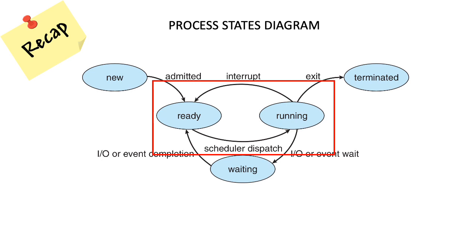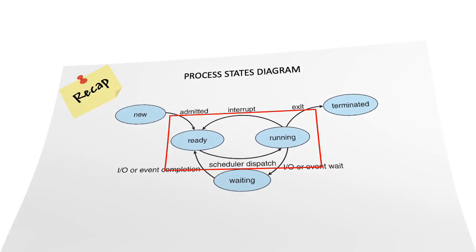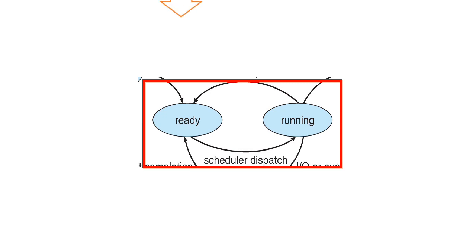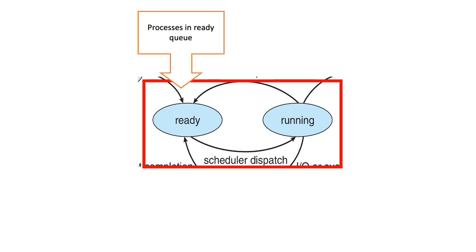So ready would mean processes that are ready to be executed by the CPU. So it can be many processes waiting here, and these processes will be selected by this scheduler and dispatched to the CPU to be executed. So there are many processes in the ready queue, and running is the process in execution. There will be only one process in execution.